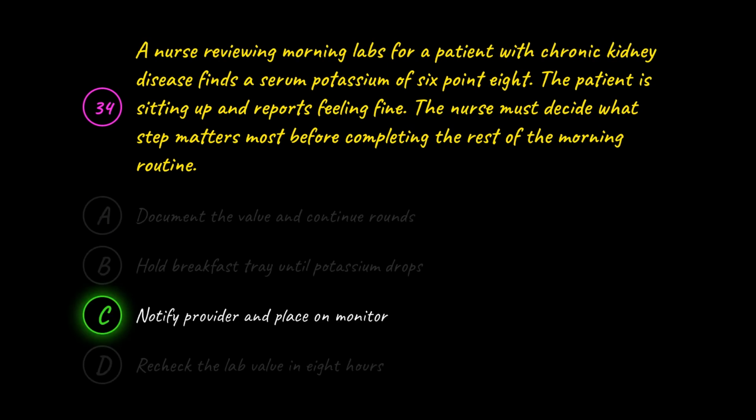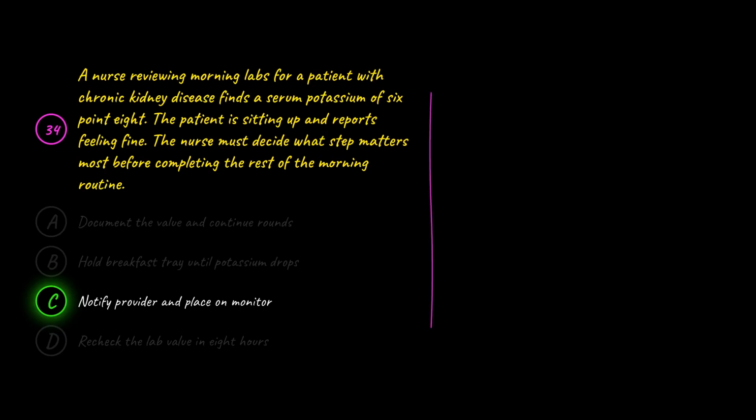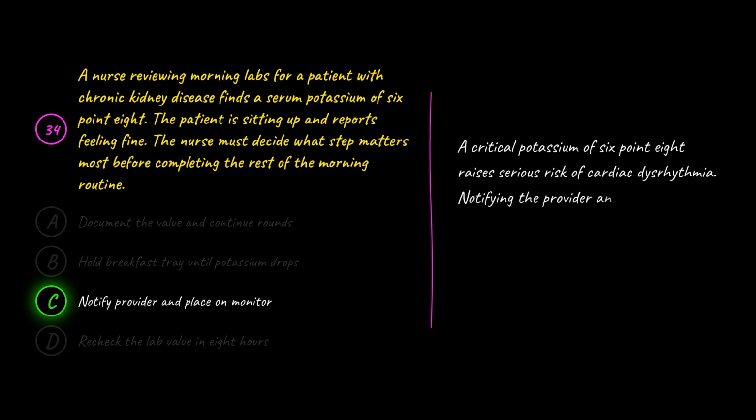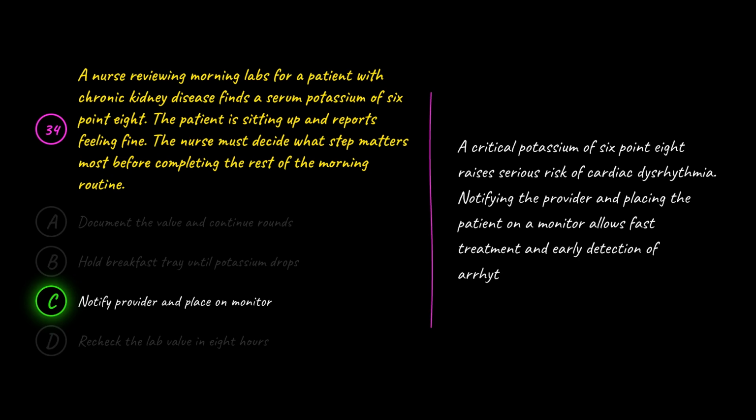The correct answer is C. Notify provider and place on monitor. C is correct because critical potassium of 6.8 raises serious risk of cardiac dysrhythmia. Notifying the provider and placing the patient on a monitor allows fast treatment and early detection of arrhythmia before collapse.